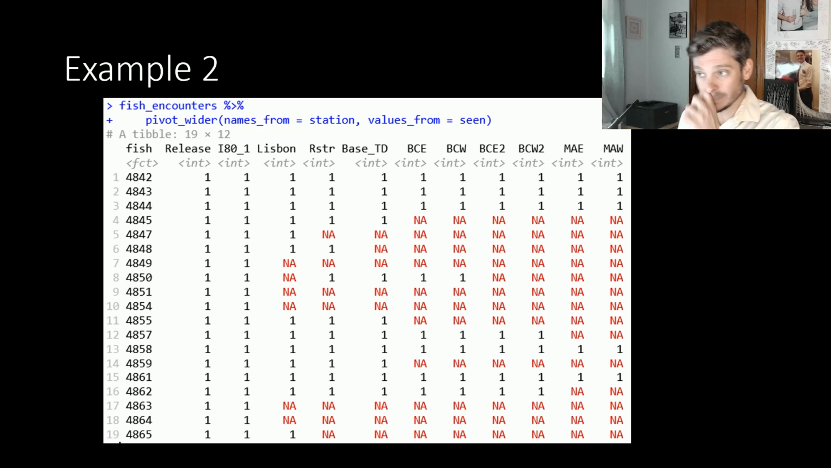So I see now that each fish only has one observation, right? So fish 4842, there's only one observation, and it goes across, and I see that it was seen at every single one of the stations down the river. And I go through and I can see, all right, was the fish seen at different points in the river? Did the fish not make it to every station? Did it not make it all the way down the river? And that gives us a much better way of actually visualizing the data and seeing, okay, well, what actually happened at each one of these particular stations.